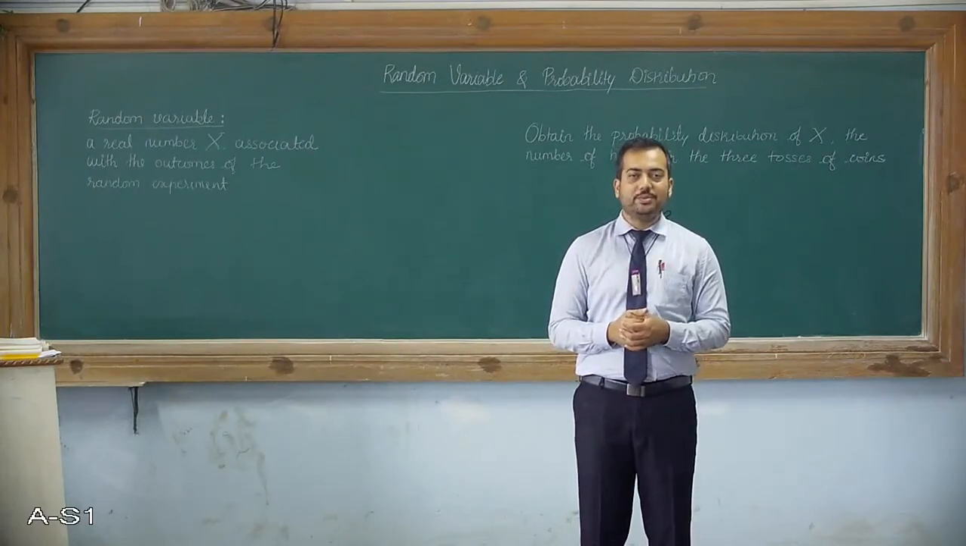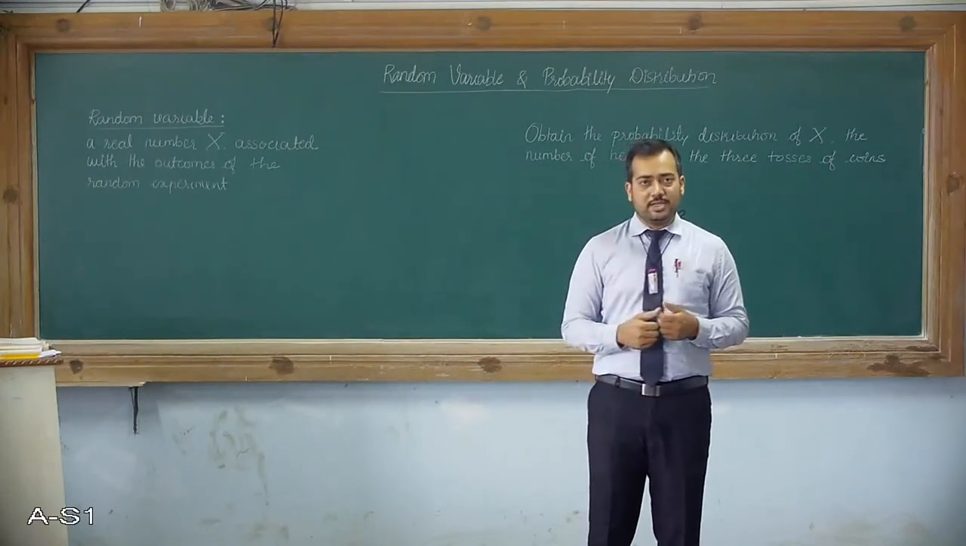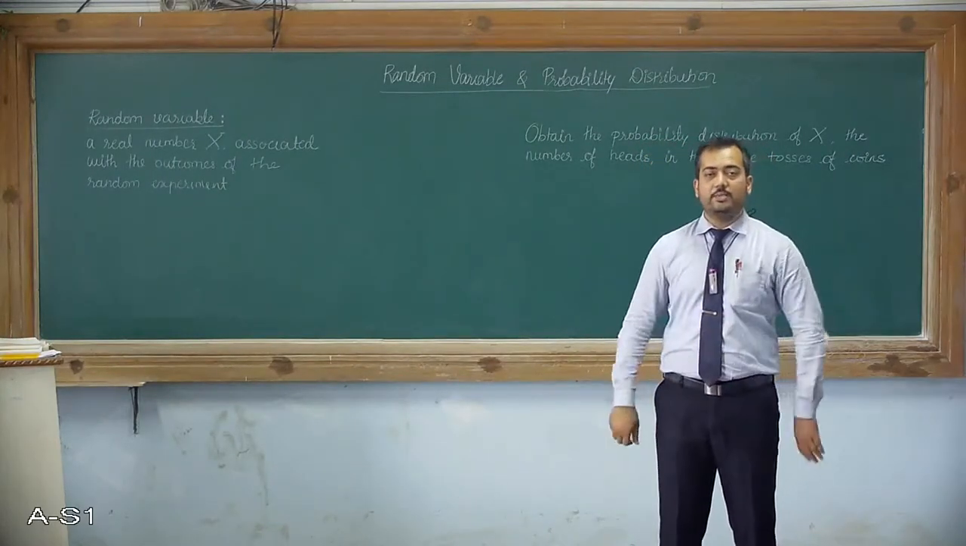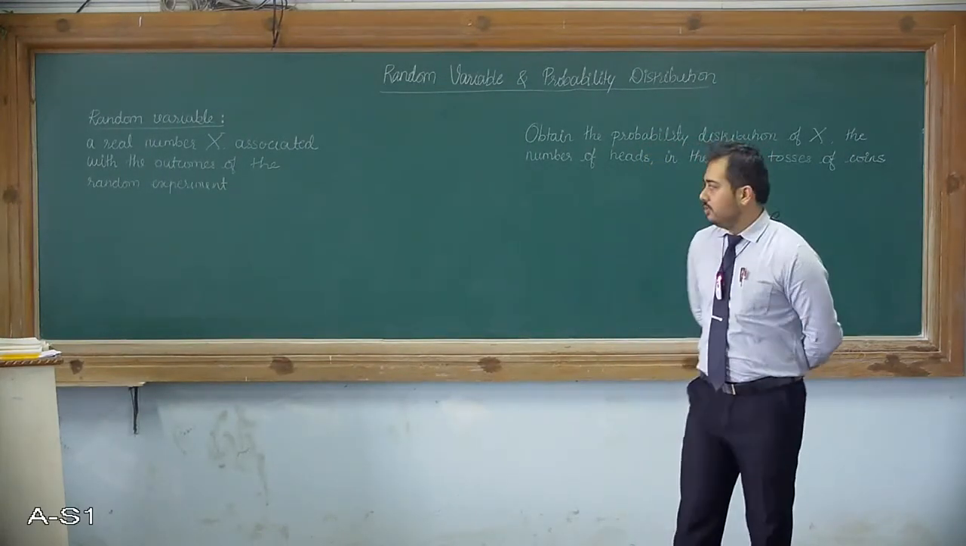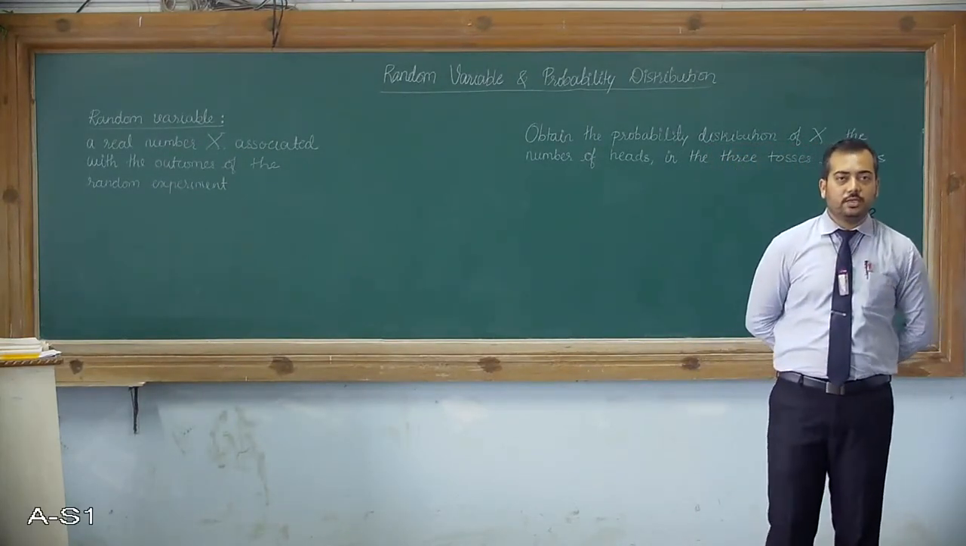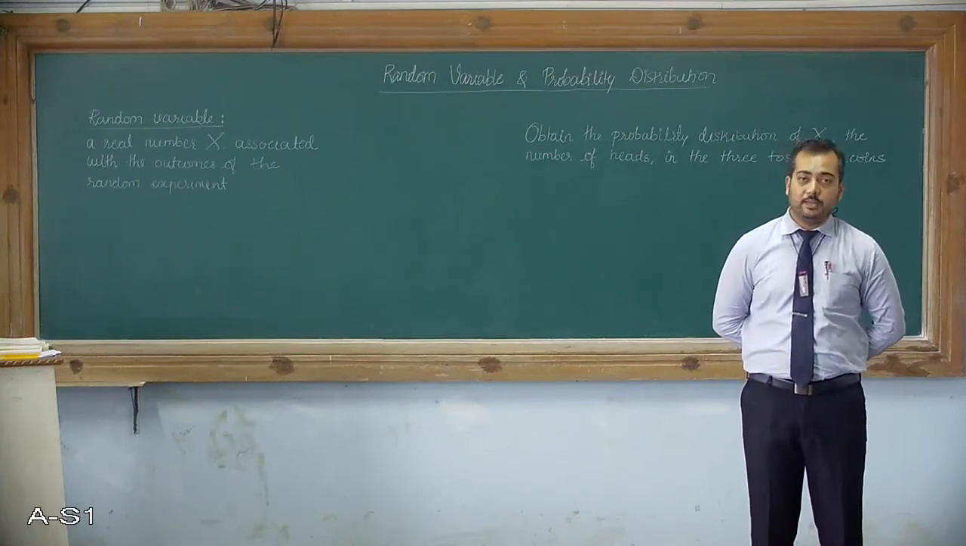Welcome to this video. So today we'll be starting with unit 5, that is all about random variables and probability distributions. So the random variable is a real number x which is associated with the outcome of a random experiment.